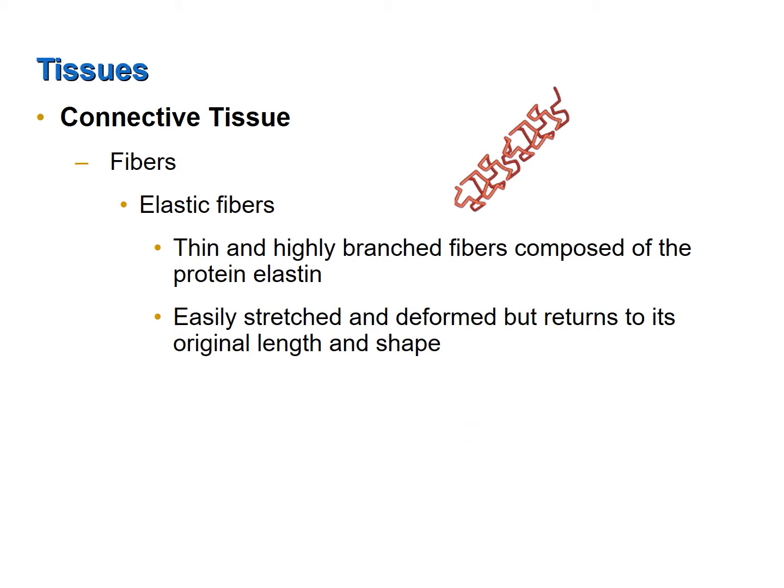Elastic fibers are thinner than collagen fibers, and they're also highly branched, and they're composed of the protein elastin. Elastic fibers are easily stretched and easily deformed, but once the pulling forces are removed, they return to their original length and shape. Therefore, they have great elasticity, just like a rubber band that returns to its original shape and length once you remove the pulling forces.